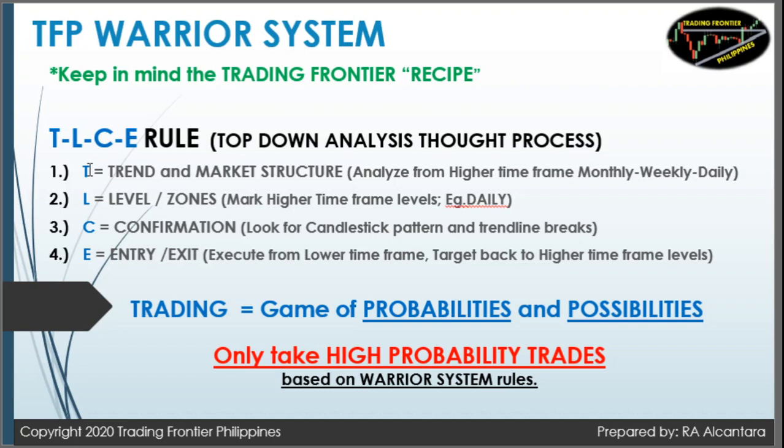Okay? So T represents what? Trend and market structure. So you have to see the whole big picture prior to taking a trade. So we don't trade at a single time frame. So yung L, L represents yung level or zones. So normally we mark our key significant levels sa higher time frame for a much more clear and bigger picture.